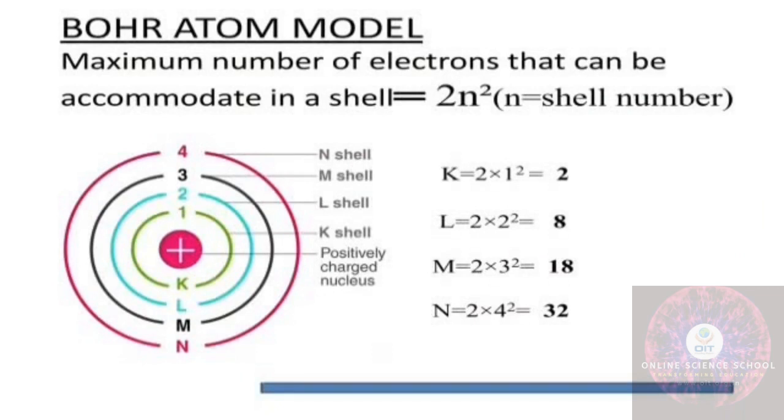Electrons revolve around the nucleus in specific orbits, and these orbits are associated with a definite energy and are called shells or energy levels. These orbits or shells are represented by the capital letters K, L, M, N, O, etc. The maximum number of electrons that can be accommodated in a shell can be calculated using the equation 2n square, where n is the shell number. So K shell can accommodate 2 electrons, L 8 electrons, M 18 electrons, N shell can accommodate maximum 32 electrons.